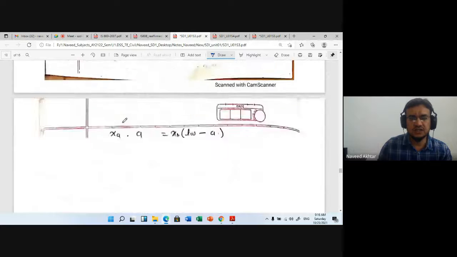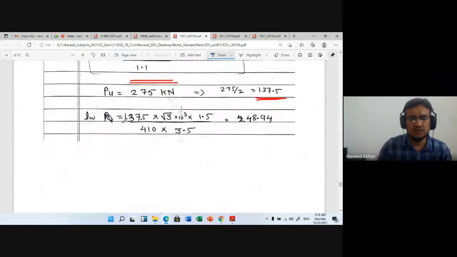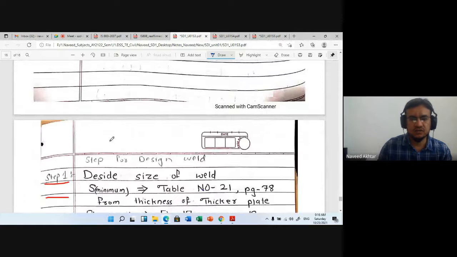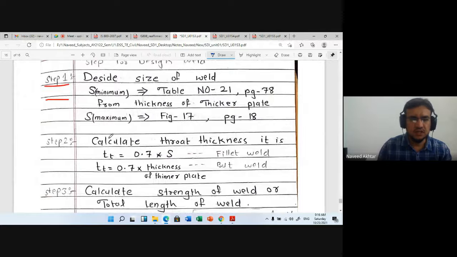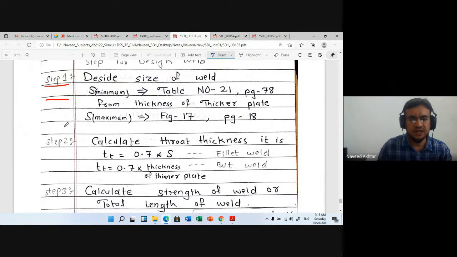There are many such examples, and you can solve them easily. So we are not going into that. You can solve on your own and try to solve the examples given in your internal examination. At the end of this welded connection topic, I have written the design steps for the welded connection.